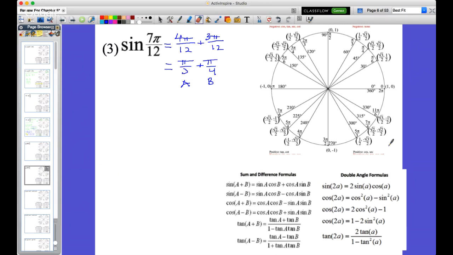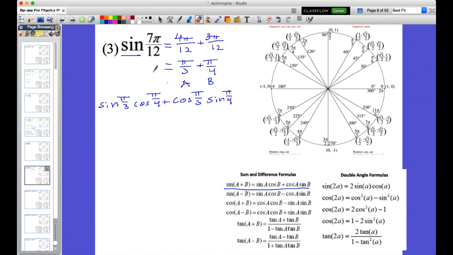So again, once I've identified my angle A and angle B, I need to look at my trig function, which in this case is sine. I'm taking the sine of an angle plus an angle. Well, that looks like this one right here. So we're going to do the sine of pi over 3, multiply that by the cosine of pi over 4, then add that to the cosine of pi over 3 times the sine of pi over 4.